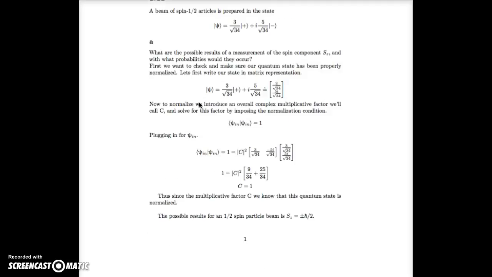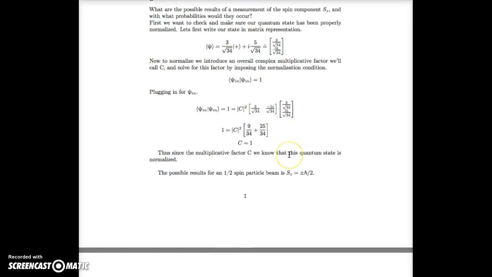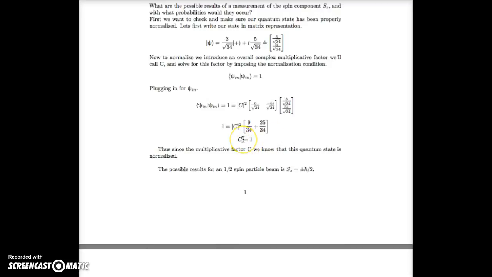So first, we want to check to make sure our quantum state has been properly normalized. So let's first do this by writing our quantum state in matrix representation. So that's shown here. Now to normalize, we'll introduce an overall complex multiplicative factor we'll call C and solve for this factor by imposing the normalization condition. That is shown here. And then we can plug in for our quantum state, and we have this. So this is the complex conjugate of the ket we have here. And we multiply that through, and we solve for C, and we find that C is equal to 1. So since we know that C is equal to 1, we know that our quantum state is already normalized.